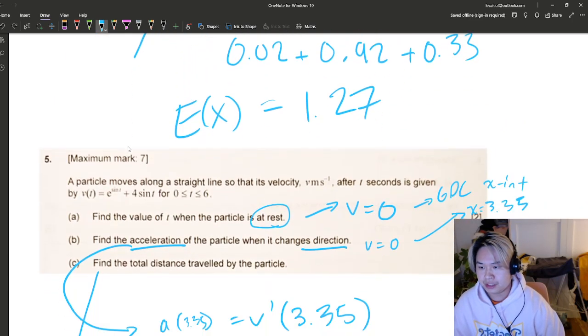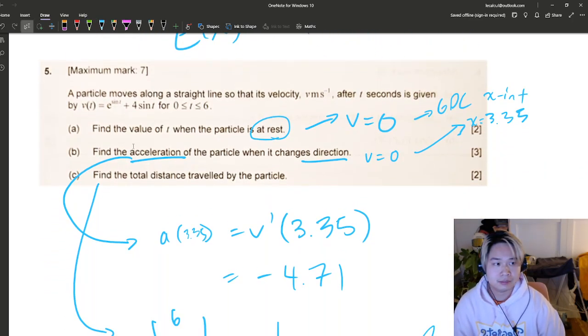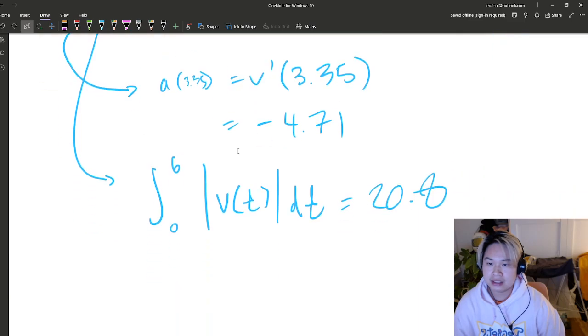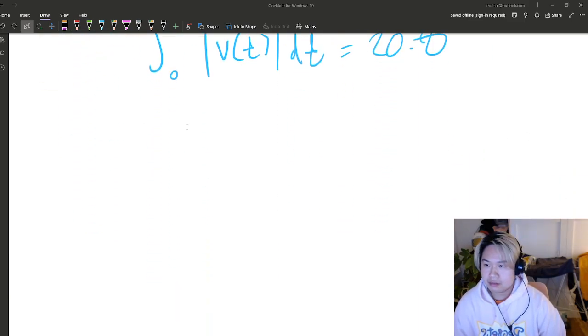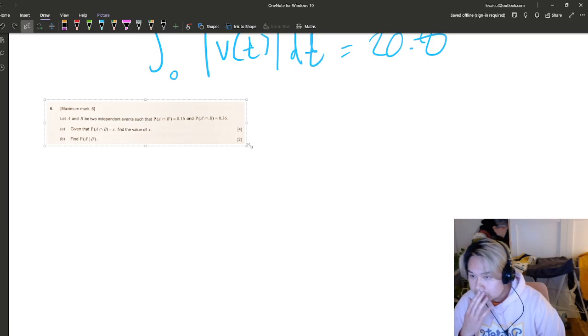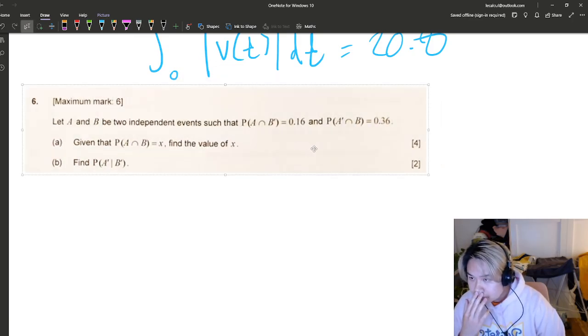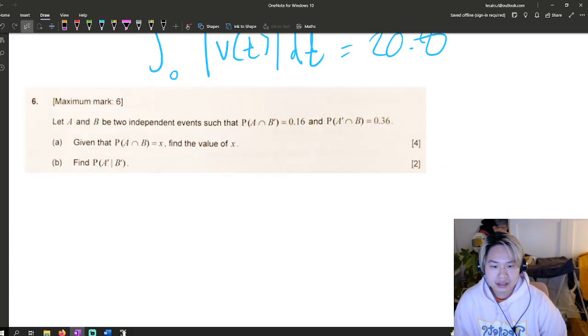And then don't forget your units, whatever they are. Seconds, meters, whatever. Yeah, okay. Standard questions. Okay, next up.